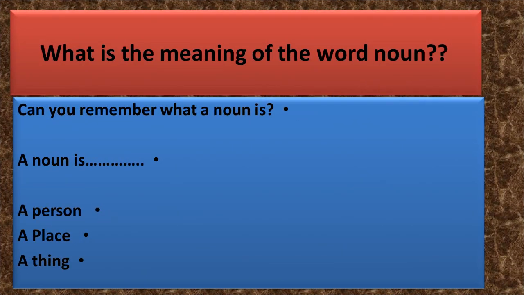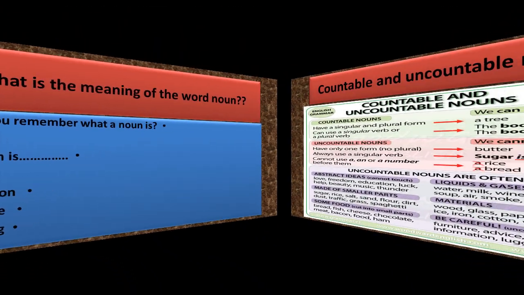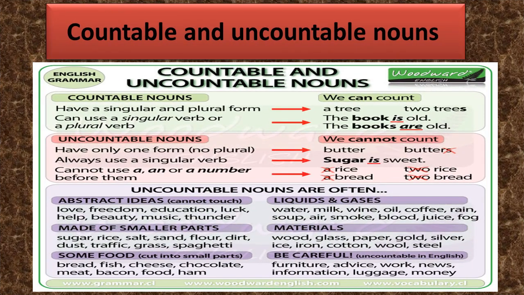First, before we start the lesson, can you remember what a noun is? Yes, a noun is a person, a place, or a thing. Now let's talk about the countable and uncountable nouns.